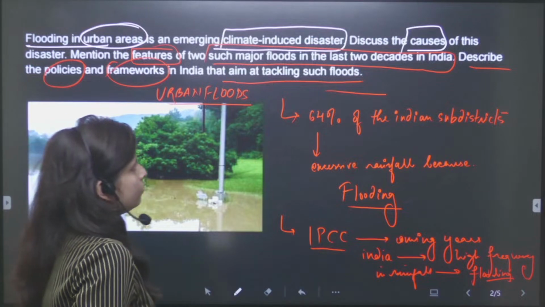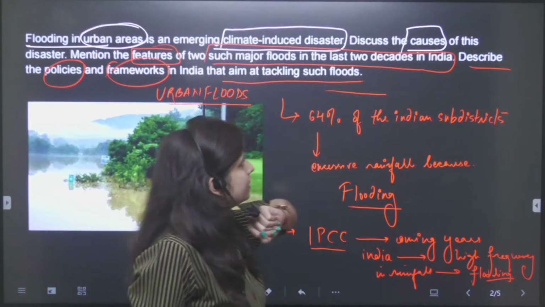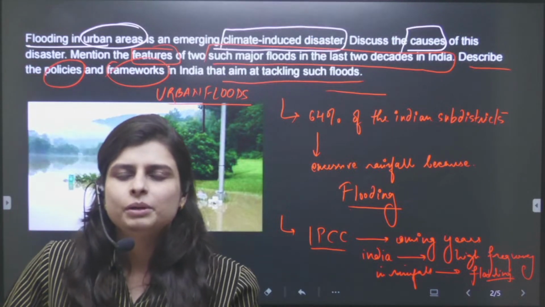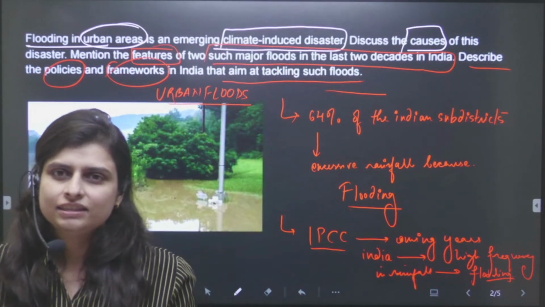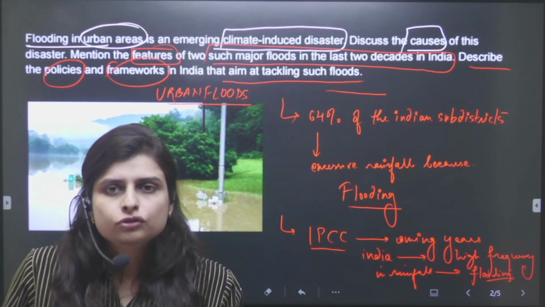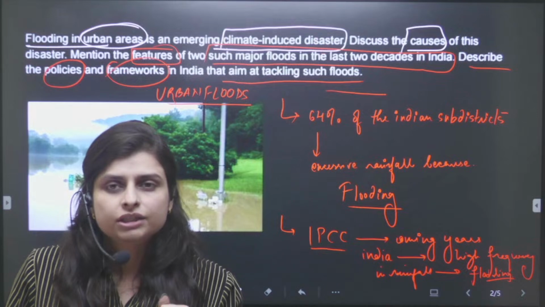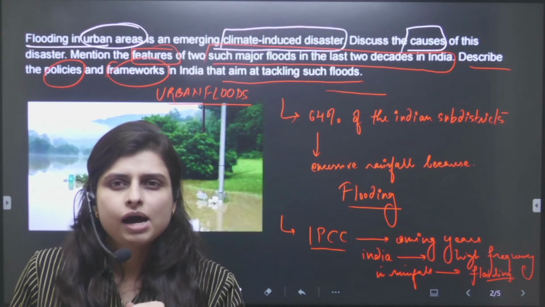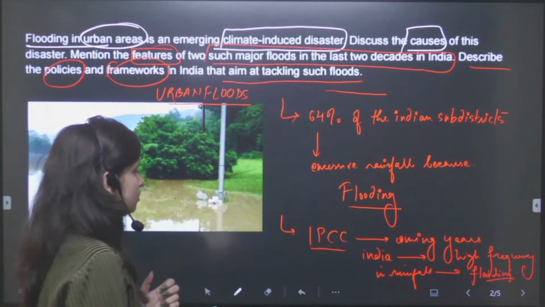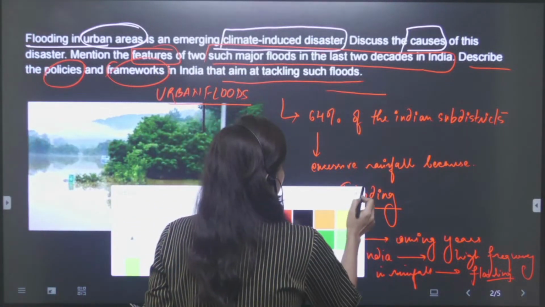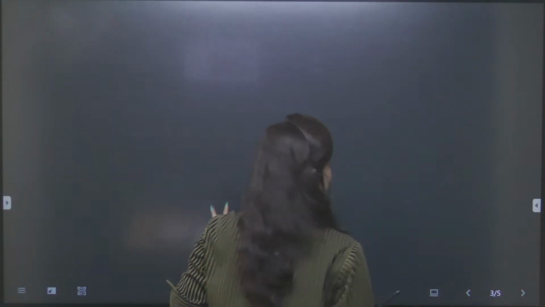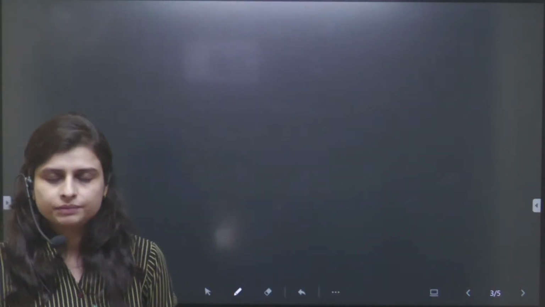Fine. Now the next part of the question says that discuss the causes of the disaster. Now very simple and easy part of the question, but the point is that we have to focus on the issues which are having a grave concern onto the country. Now what are the causes because of which we are experiencing this disaster. That means because of which we are experiencing flooding.